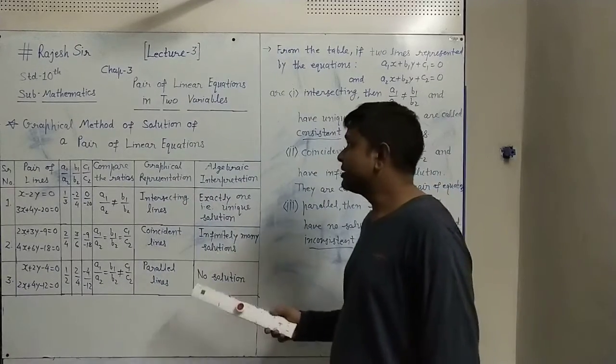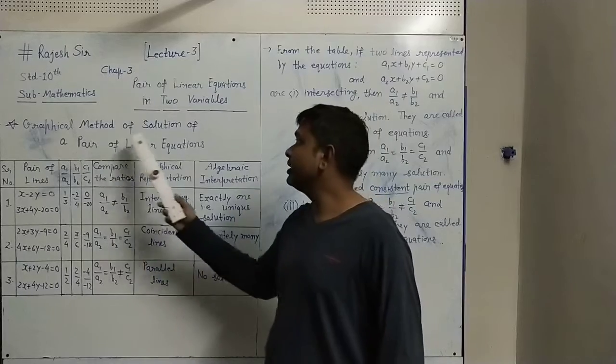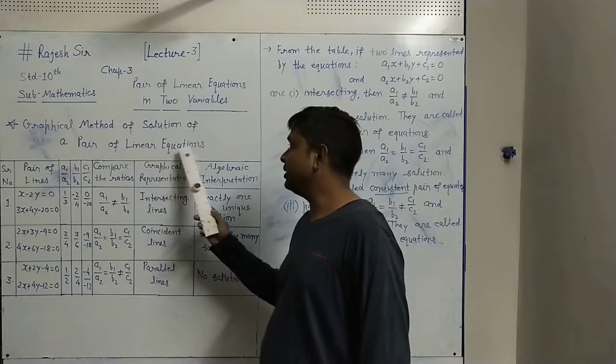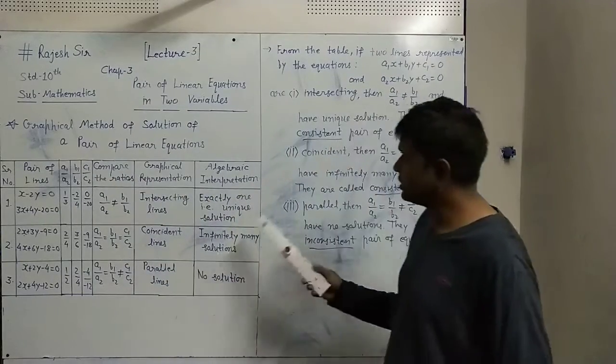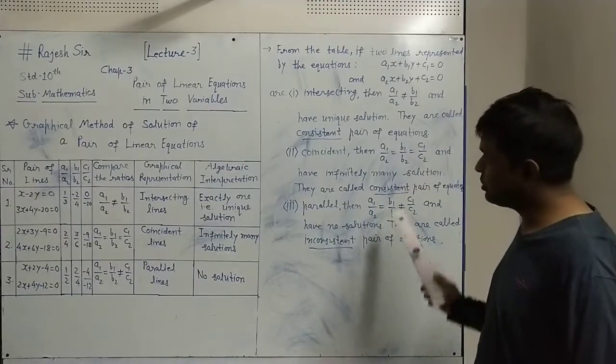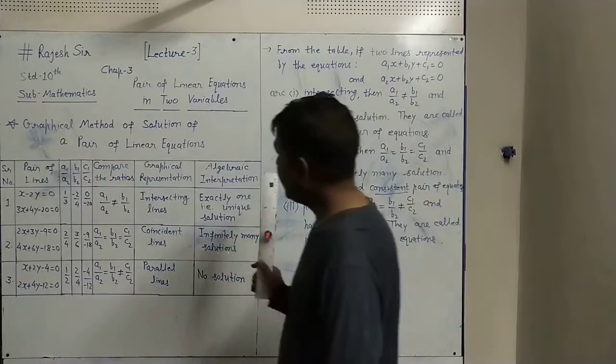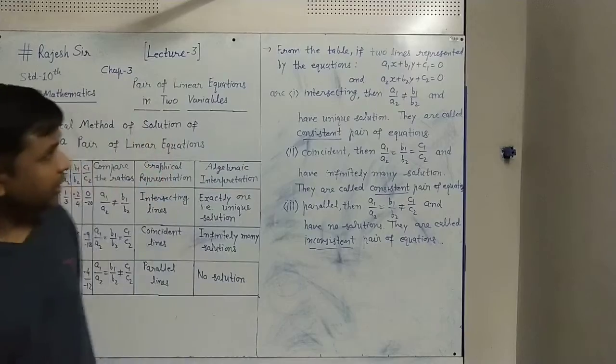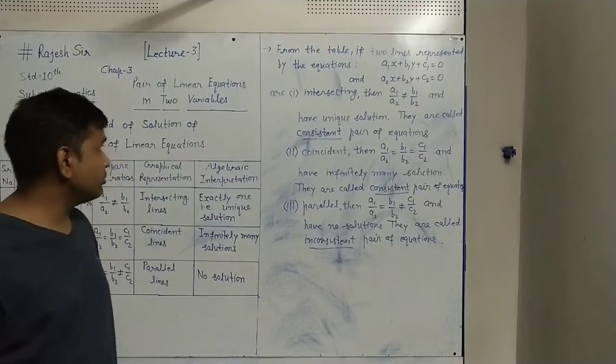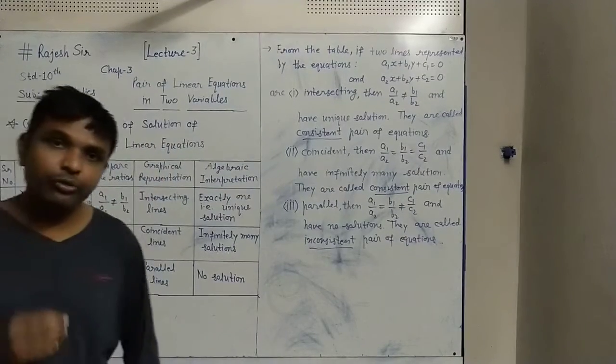Now in the next lecture we will see how to find the graphical method of solution of a pair of linear equations. Before this, this information was required, so we have written all of it, and then in the next coming examples we will see how to get the solution of a pair of linear equations.